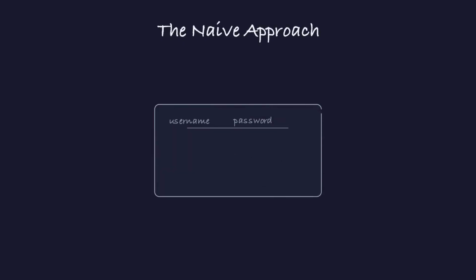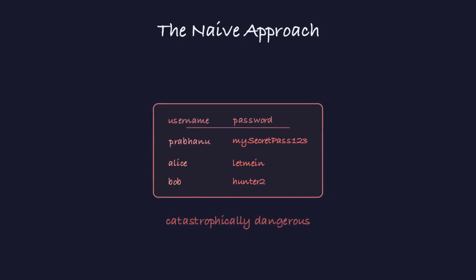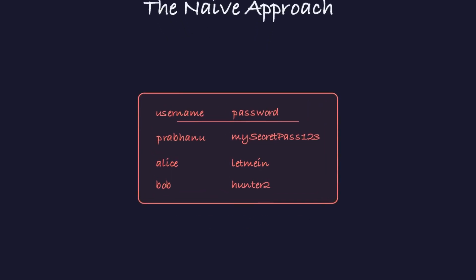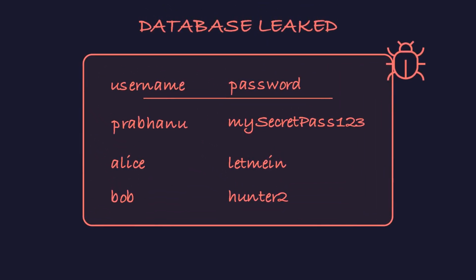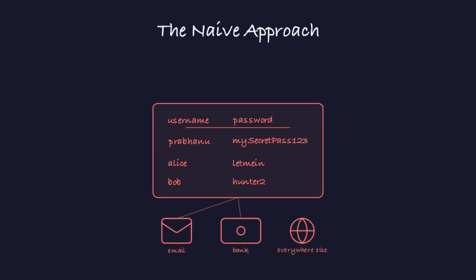Let's start with the obvious wrong approach, storing passwords as plain text. A users table, a password column, save it directly when someone signs up. When they log in, you compare what they type to what's stored. Simple and catastrophically dangerous. Because databases get breached constantly. The moment your database leaks, every password is exposed in plain text instantly. And it's worse than just your site. People reuse passwords. That same password probably unlocks their email, their bank, their entire digital life.